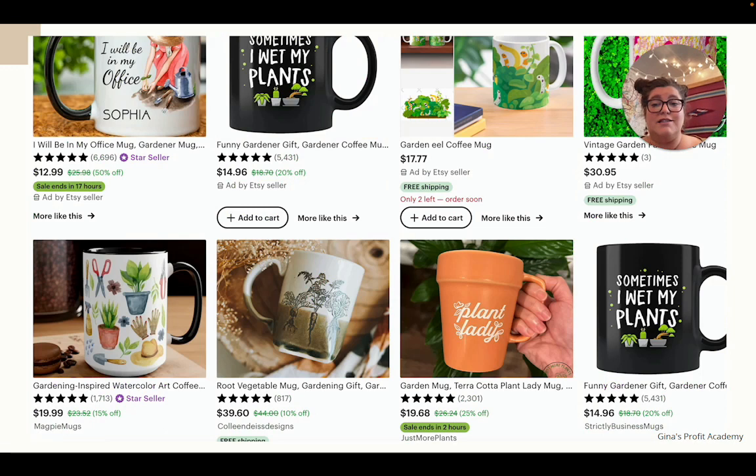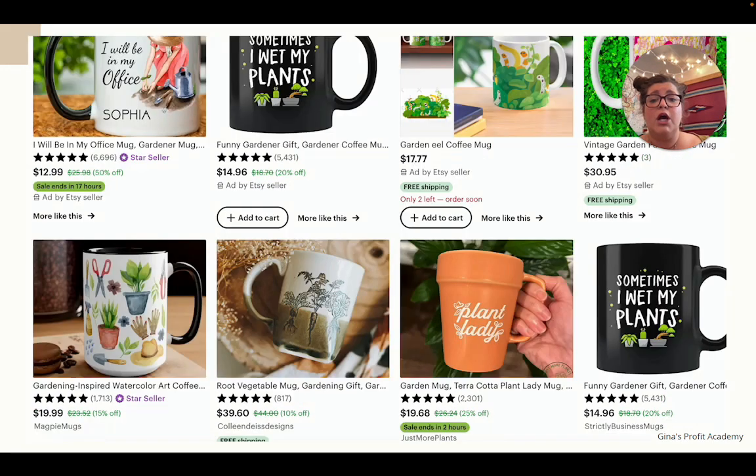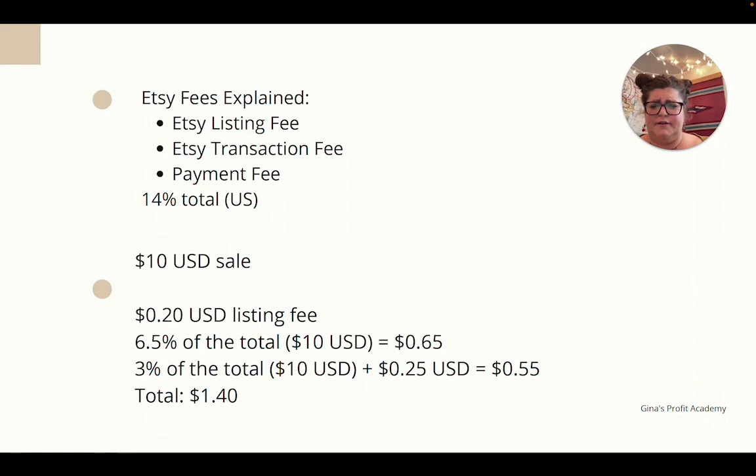Now, if we're looking at something like mugs, again, not super impressive price points here, like $15, maybe $20, aside from some of these that are actual ceramics made by an artist. But most of these print-on-demand products, the price point's pretty low. Now, once we start looking into message card jewelry, price goes up significantly. So let's run a couple numbers together.